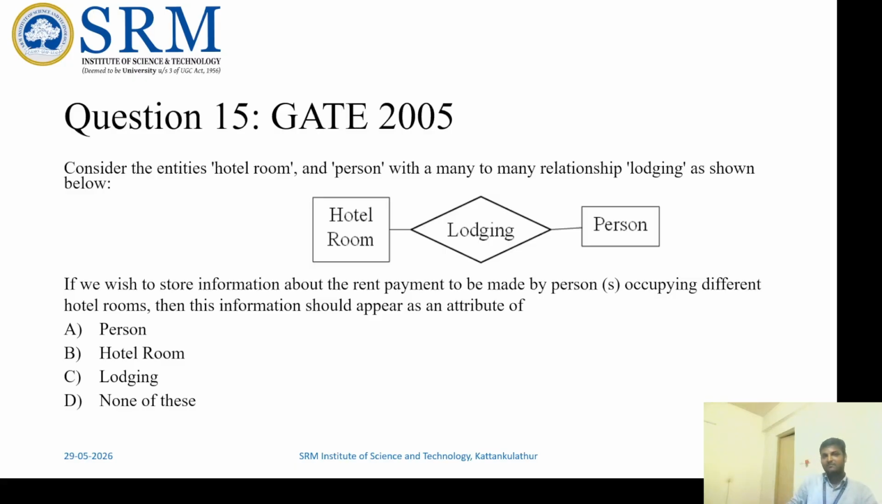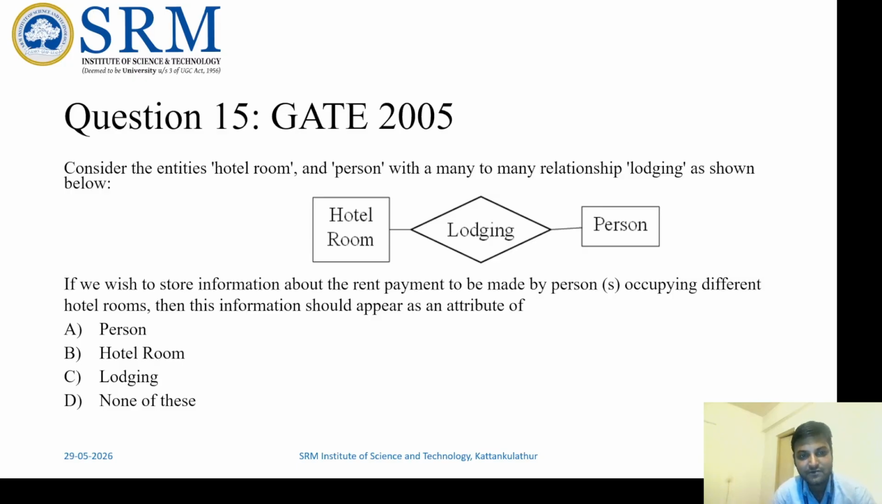Next question, as per my slide, is question number 15, and it came in late 2005. Two entities, hotel room and person, are related by the relation lodging, and the question is like that. Consider the entities hotel room and person with a many to many relationship, lodging, as shown below.